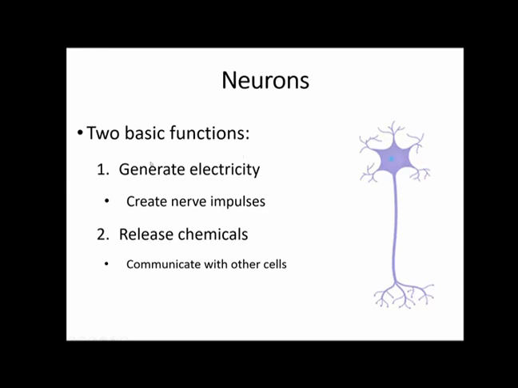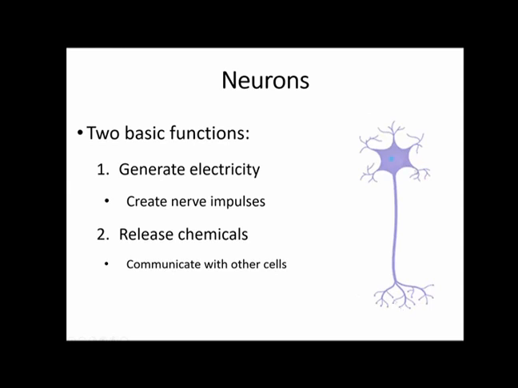Now, these nerve impulses, this electrical signal, is what happens as that signal comes into our dendrites, travels through our soma or our cell body, and travels down the axon to the axon terminals. That part is a nerve impulse.